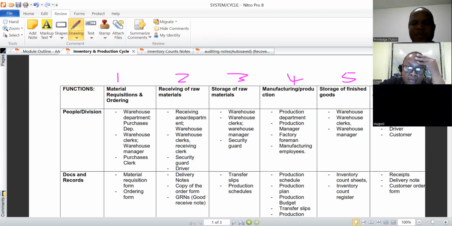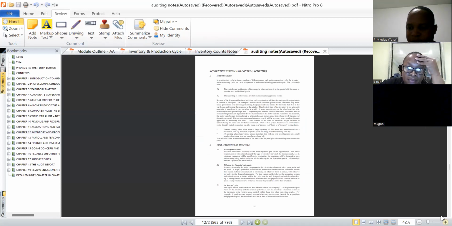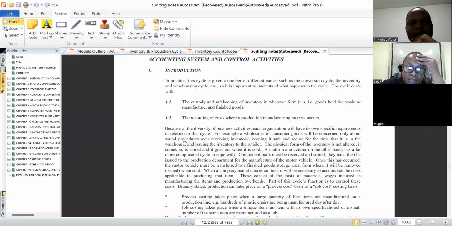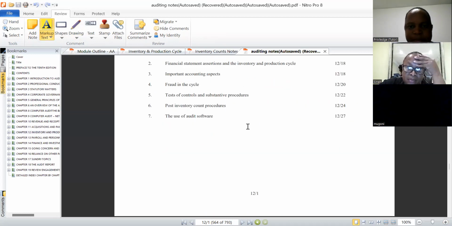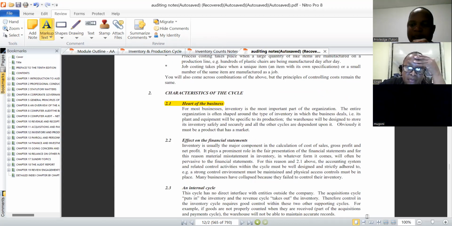Then also, just before we go into all these steps, I've got a source reference, which is a textbook, just to show you the characteristics of this business cycle. In other words, how do I identify that in the context of a scenario, I'm dealing with inventory and production as a cycle. One of the common things about inventory and production cycle, which you're going to observe, is that it forms the base, the heart of the business. In other words, anything pertaining to that entity has to do with production of inventory.